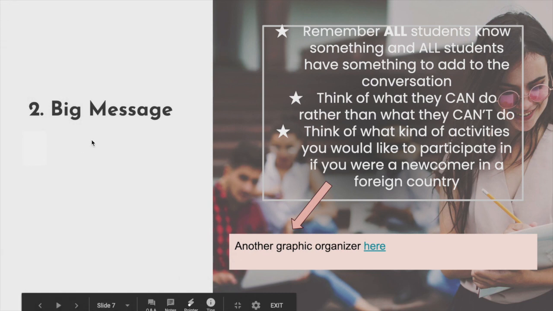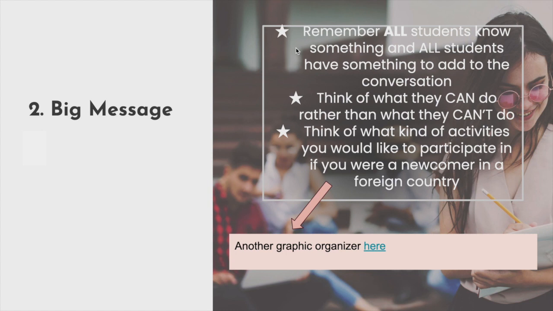My big message number 2, remember, all students know something and all students have something to add to the conversation. Think of what they can do rather than what they can't. Think of what kind of activities you would like to participate in if you were a newcomer in a foreign country. We all often forget that when a newcomer comes in, even with a very low English language proficiency, they are cognitively ready for a lot of our tasks, and they are exciting people. And so, of course, they have something to add to the conversation happening in the classroom.